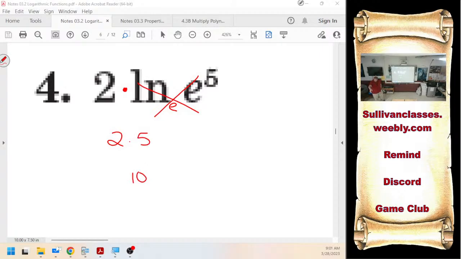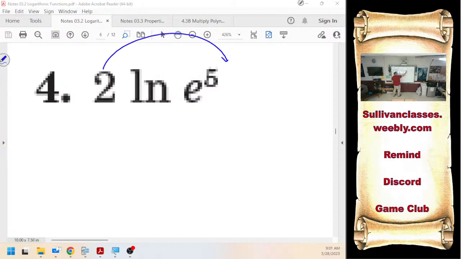Now, okay, Holly's remembering some of our properties here. Absolutely, you can simplify this by coefficients can become exponents, exponents can become coefficients. And do you remember what we do with an exponent to an exponent? Multiply them. So that becomes the ln of e to the 10th. Well, it still cancels and makes 10.